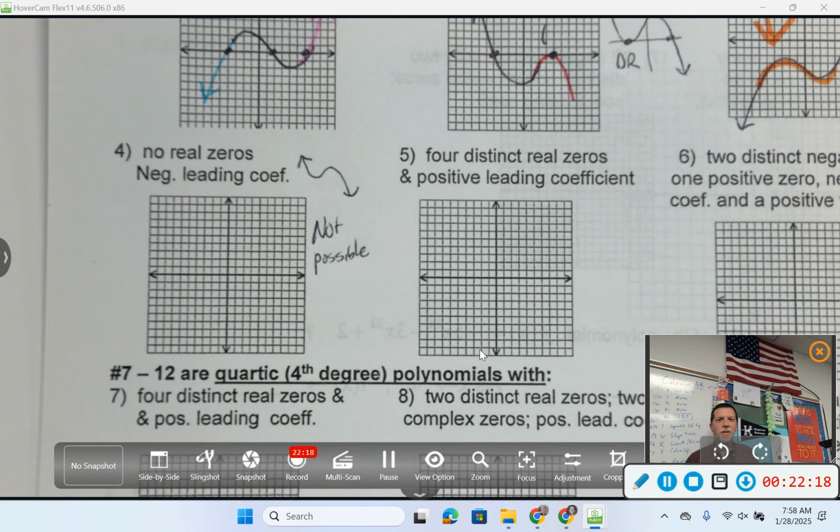An x cubed is going to have at least one real zero because it goes forever up and forever down. So it's crossing the x-axis somewhere.